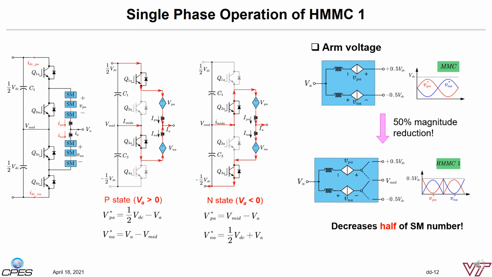Based on the operation, we can draw the required arm voltage and compare it with the MMC. For MMC, each arm needs to produce the voltage up to full DC voltage, but the arm in the HMMC needs to produce half of the DC link. This simply means that we can eliminate 50% of the MMC submodules in the HMMC converter, leading to footprint, number of devices, and cost reductions.